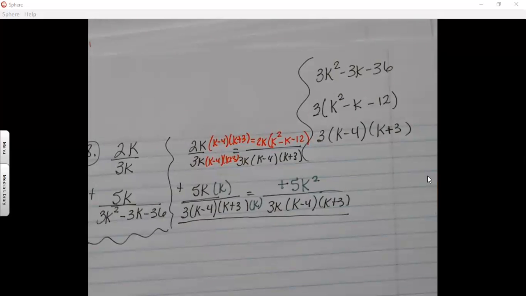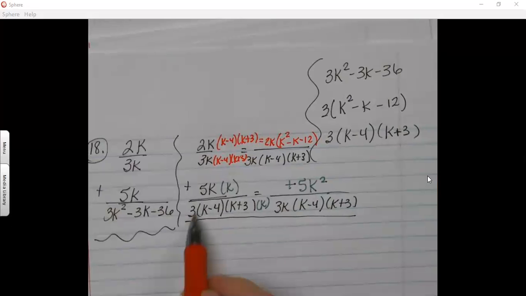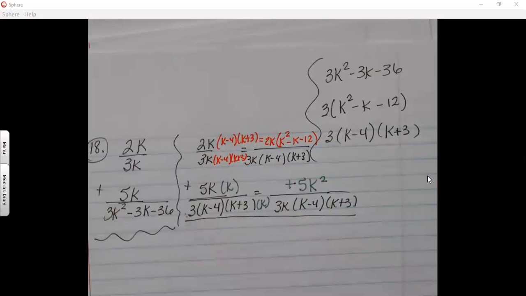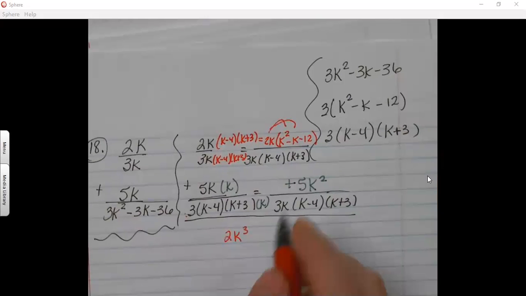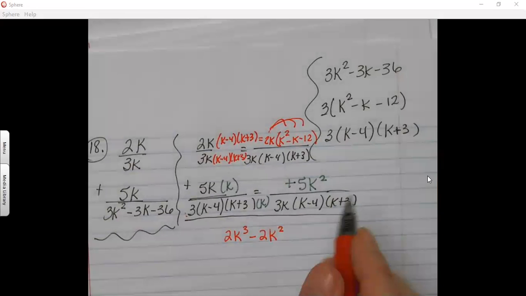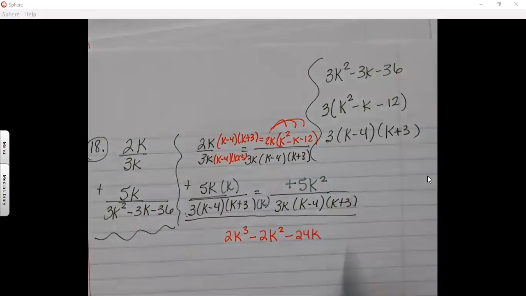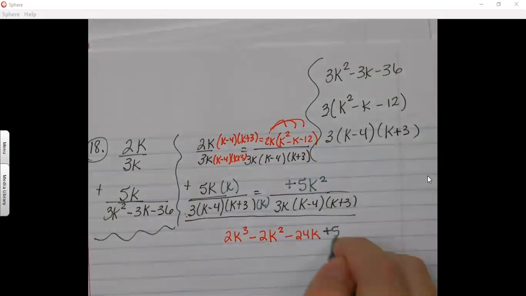All right, so when I bring that part down, I'm going to distribute the 2k now. So 2k times k squared is 2k cubed. 2k times negative k is negative 2k squared. 2k times negative 12 is negative 24k. Oops, I forgot, and then I have to add 5k squared. Do not multiply your denominator out. You might be able to cancel or reduce something.